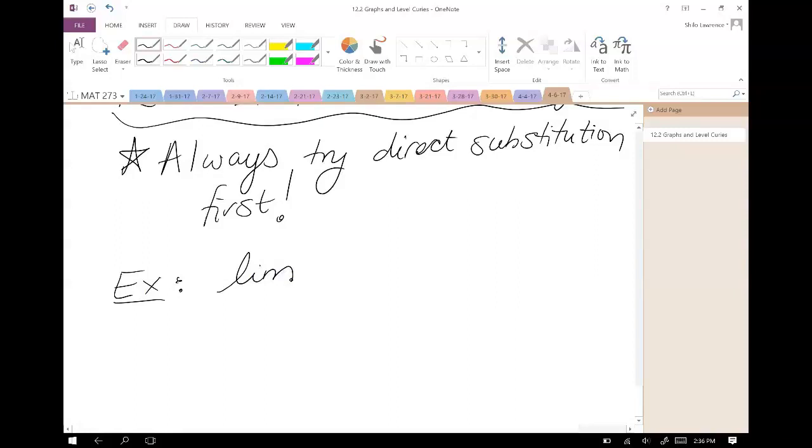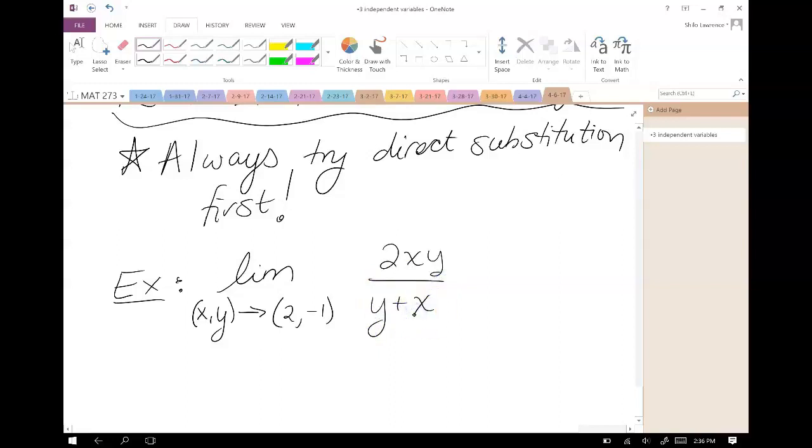since we have two independent variables, they have to give us values for both of them. We've got to replace both of them. So they're going to say as x, y approaches, and they've got to give us values for both, since it's a function of two variables. Always just try direct substitution first and see if you can get an answer.